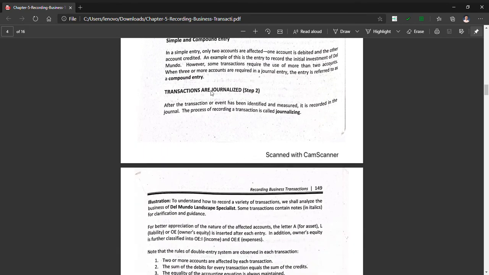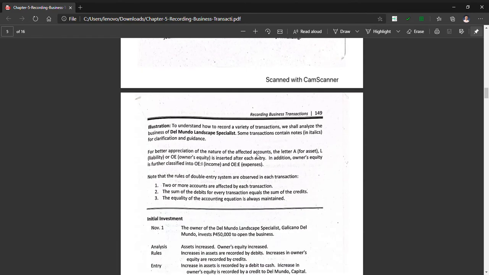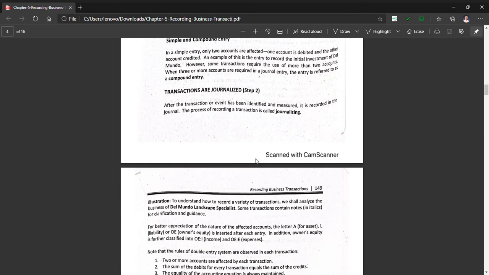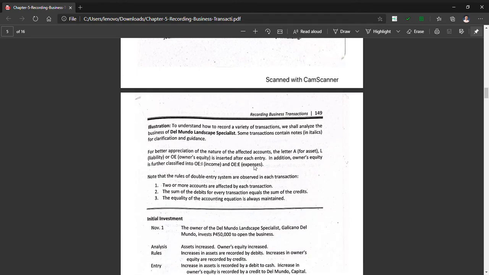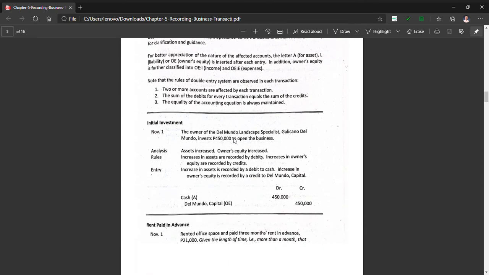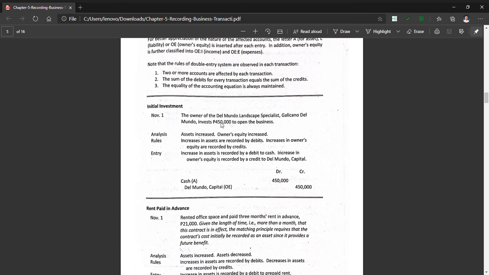Okay. So next, transactions are journalized. Okay, so in this part, meron na tayong illustration kung paano sa mga transaction kung paano tayo magjo-journalize. Okay, so in this case, we are recording the business of Del Mundo Landscape Specialist. On the first transaction, the owner of Del Mundo Landscape Specialist, Galicano Del Mundo, invests 450,000 to open the business. Okay, so nag-invest si Del Mundo ng 450,000.